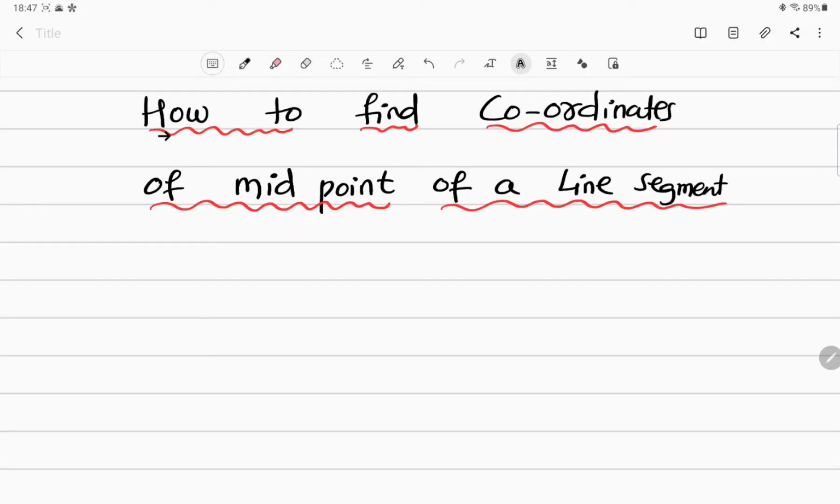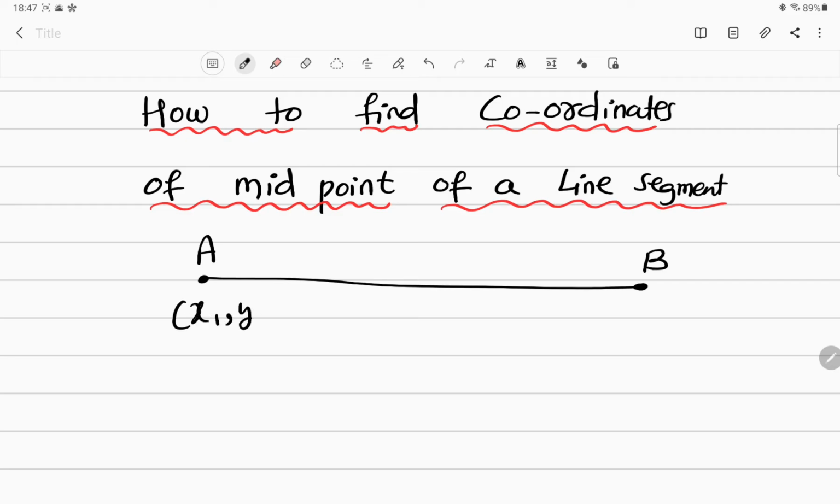In this video, we'll see how to find coordinates of the midpoint of a line segment. For example, I have one line segment. Line segment means it has a fixed length. Here is A and here is B. Let me have the coordinates of point A as x1, y1, and coordinates of point B as x2, y2.